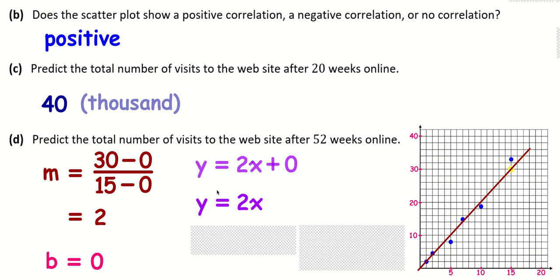And guess what? To make a prediction for something that's off the charts, way out of bounds, if you have an equation of your line, that makes things really simple. Because remember, your x value is basically a number of weeks, and your y variable represents the number of visits. So 52 weeks online, what are we going to do with this number 52 in the equation?